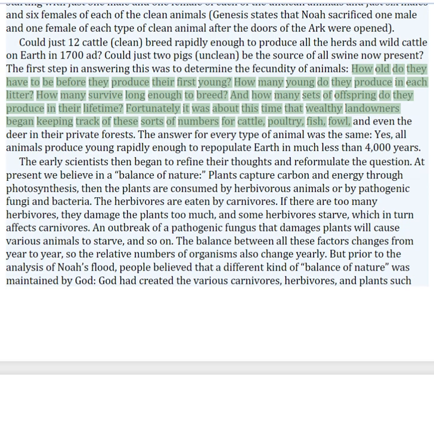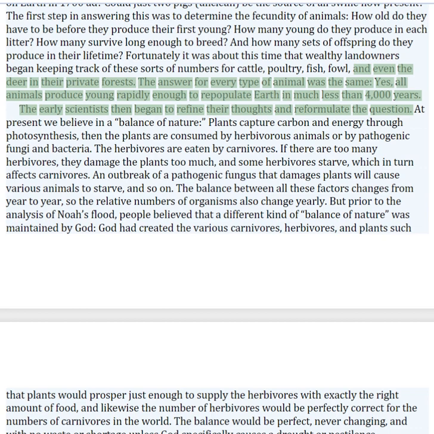Fortunately, it was about this time that wealthy landowners began keeping track of these sorts of numbers for cattle, poultry, fish, fowl, and even the deer in their private forests. The answer for every type of animal was the same: yes, all animals produce young rapidly enough to repopulate Earth in much less than 4,000 years.